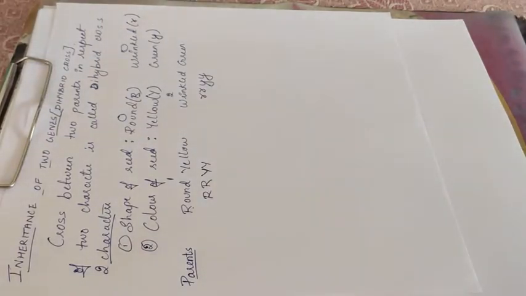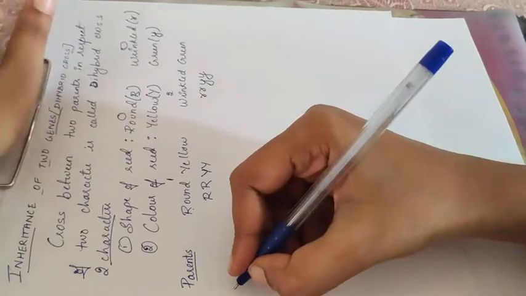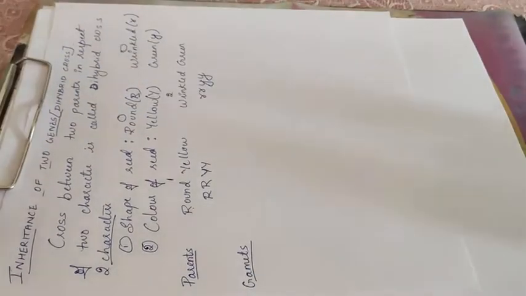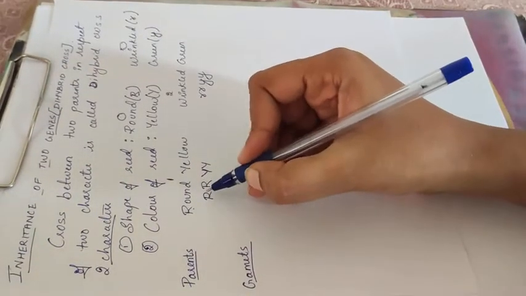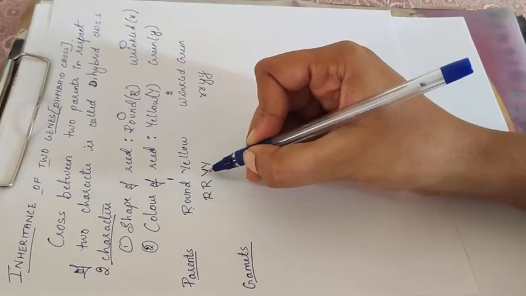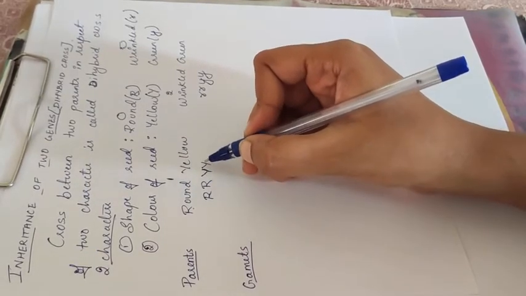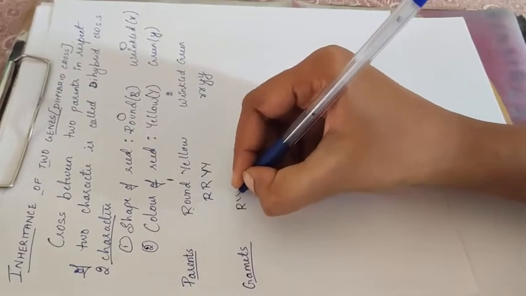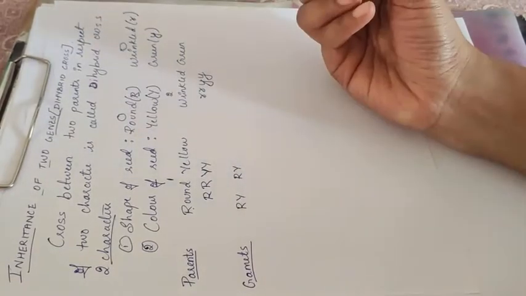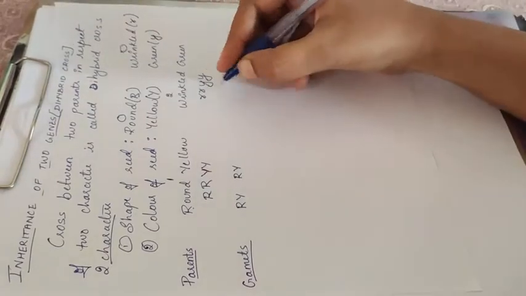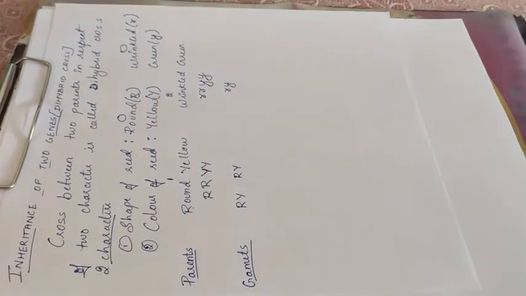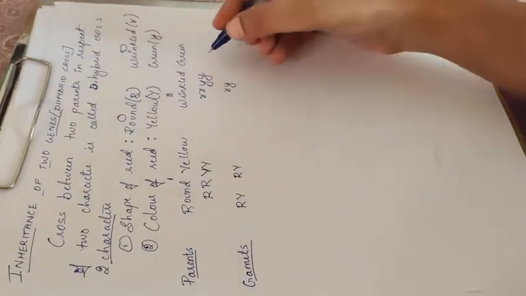Now what happens during the gamete formation here? In gamete formation, the alleles have to get separated. So how they get separated is this R with Y, or this R with Y. Both are the same. So finally you will get RY, RY. Simply it is RY. Here the only possibility is small r and small y. This is the gamete formation.